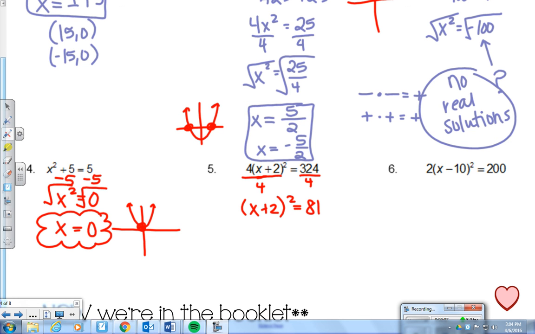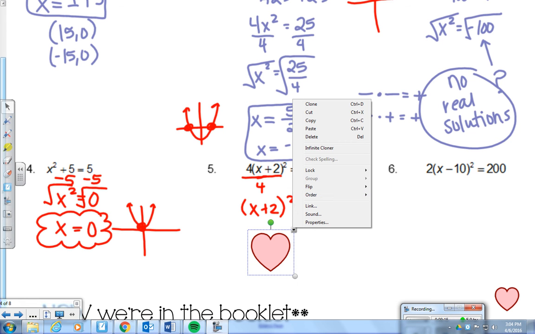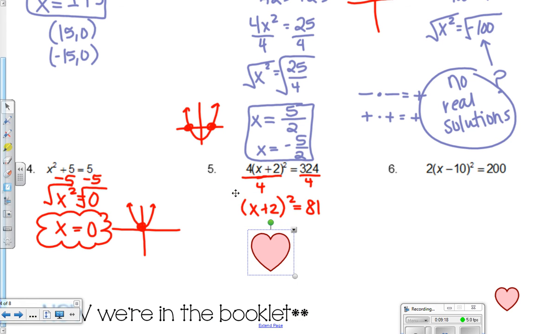Well, here's where this little heart is going to come into play. If I take this cutesy little heart, I need it to come to the front. Let's see, bring to front. Perfect. If I take the heart and I cover up my square, and I've got the heart squared equals 81, well, what would the heart have to equal? The heart would have to be 9 or negative 9, right? So whatever is underneath my heart has to be 9 or negative 9, okay?